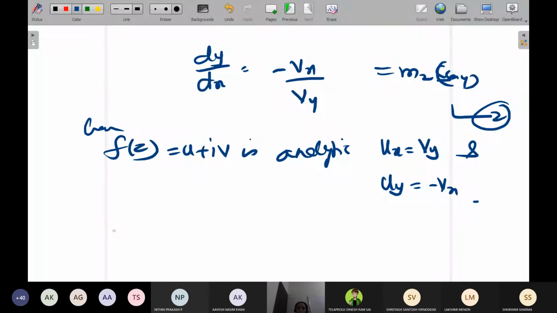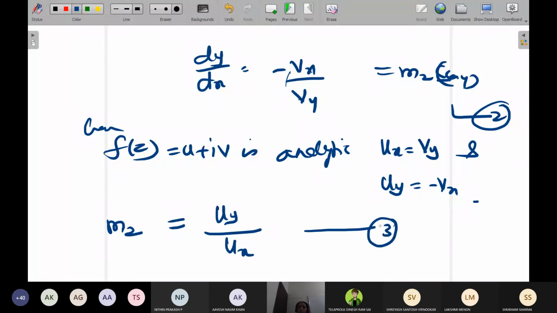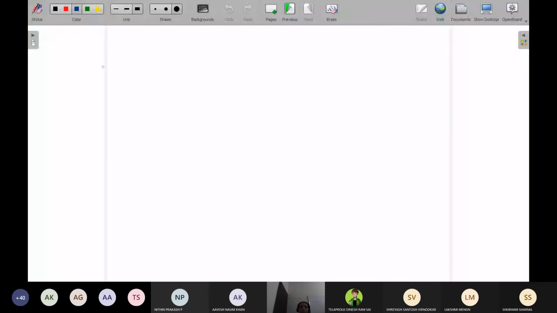Okay, now what we will do? We will try to write m2 in terms of u. This implies m2 is equal to, I can write minus vx as uy, and vy as ux. Take this as equation number 3. Now find m1 into m2.